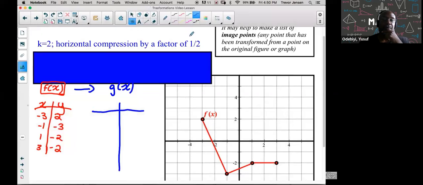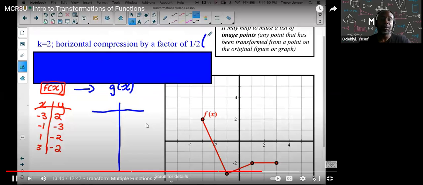Well, any horizontal transformation is going to affect the X values, and it's going to be compressed by 1/2. So that means we have to cut all the X values in. Basically every value of X, because it's a factor of 1/2. So X over here, I'm going to divide it by 2. X over here, I'm going to divide it by 2. X over here, I'm divided by 2. X over here, I'm divided by 2.